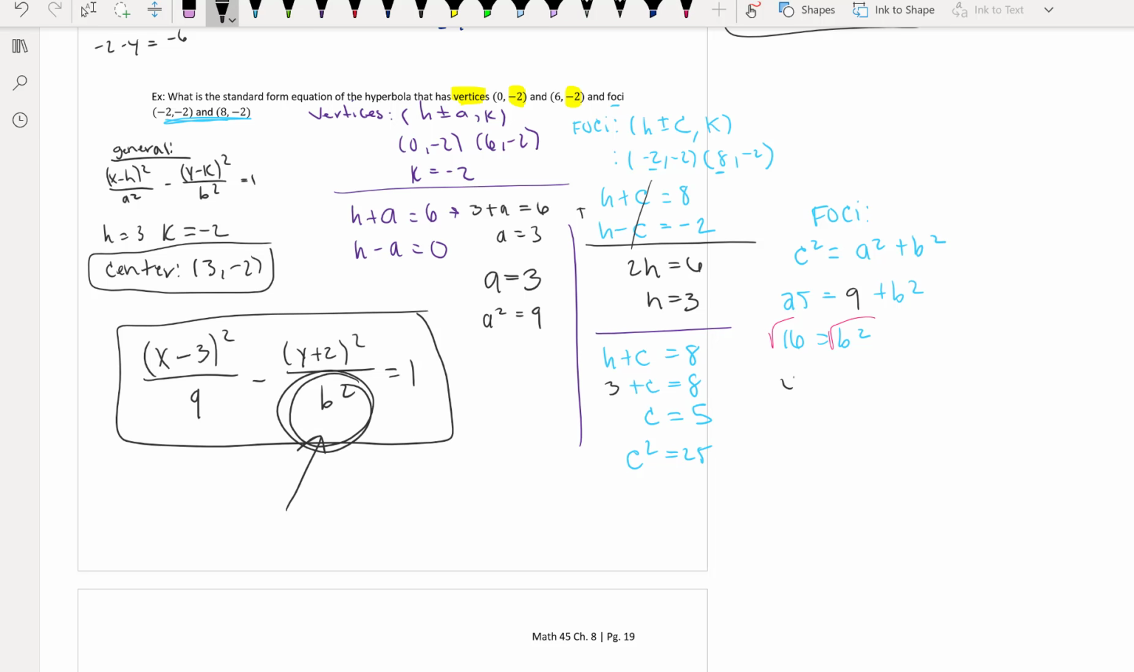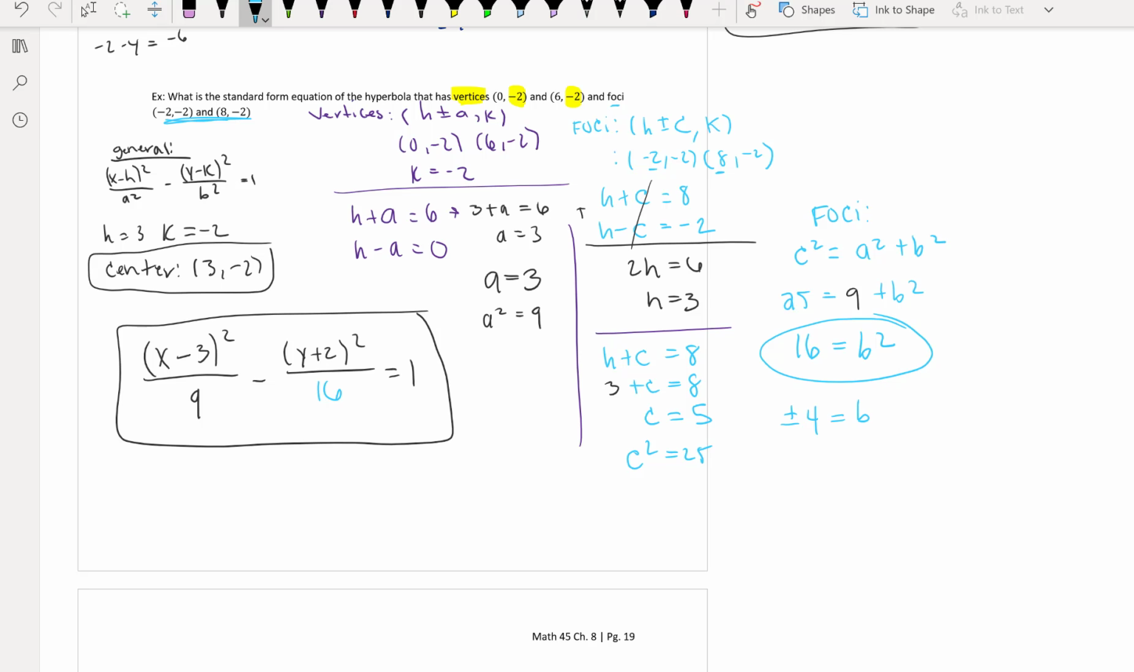I would get that 4 is equal to my b, or actually, oh, that's what I want actually. Sorry guys. I had 16 is equal to b squared, and that's what I needed. I needed the b squared value. I didn't need to know what b was. If I wanted to, b would just be my plus or minus 4. But what I need is that b squared. So now I can say that that b squared value is 16.